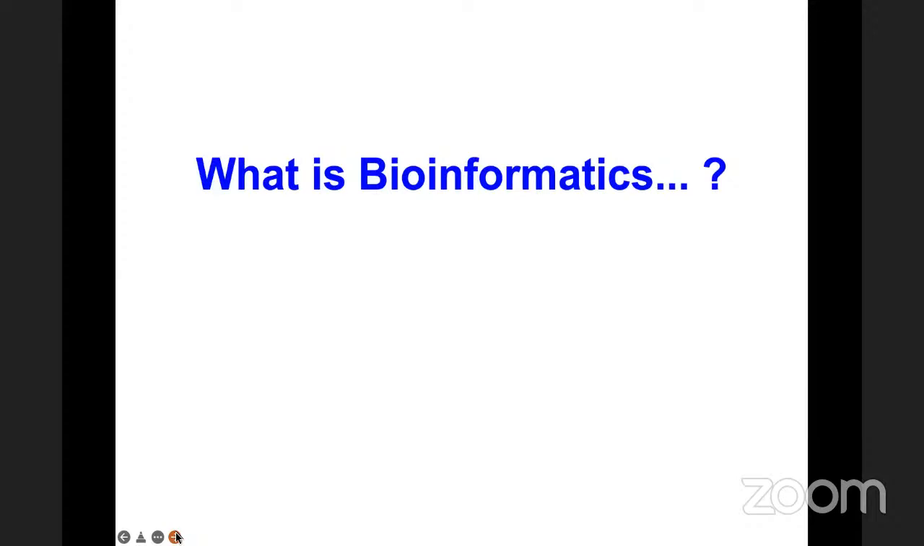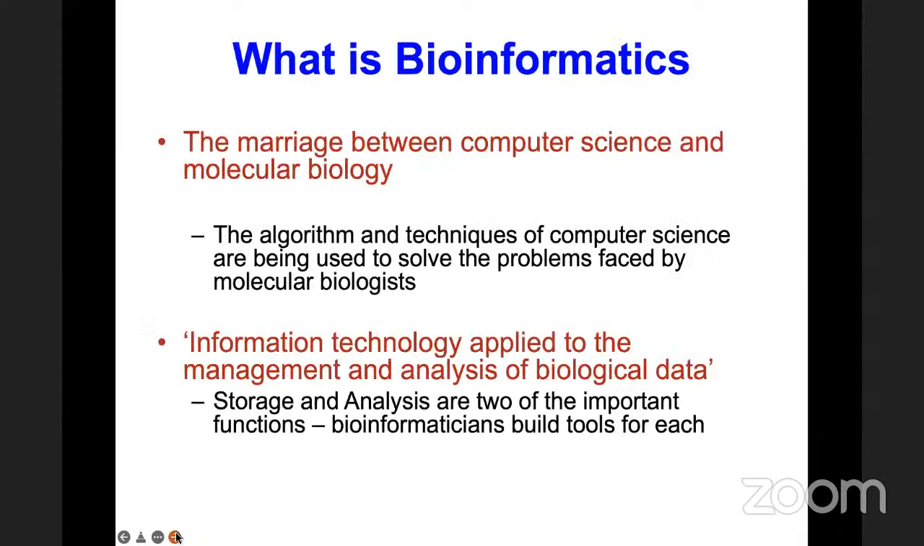As you know, if somebody says, what is bioinformatics? Basically it's two words. It's an amalgamation of bio plus informatics. Bio means the biology part. Informatics is the computational part. So we can say it's a marriage between computer science and biotechnology or molecular biology.